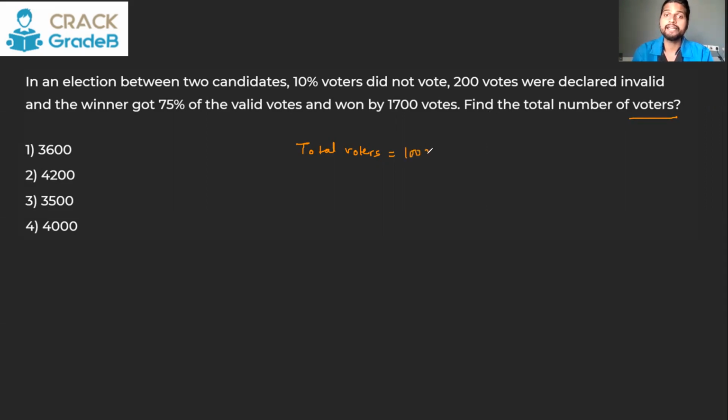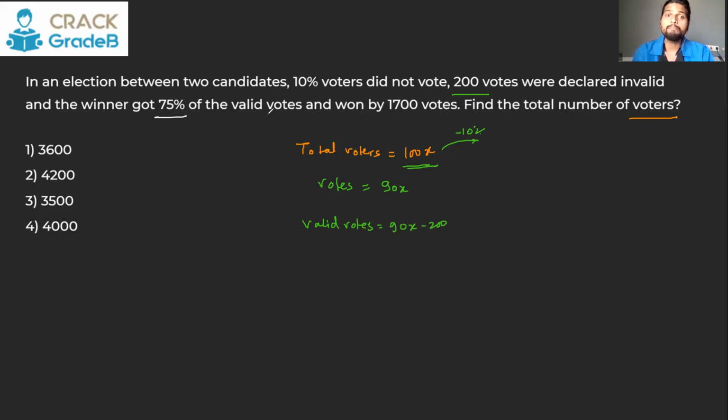So if I say that number is 100x, out of this, 10% did not vote. So first of all, the votes are going to be 90% of it, because 10% did not vote. So the total votes received will be 90x, out of which again 200 were invalid. So that means the valid votes will be 200 less than this. So 90x minus 200, they are the valid votes.